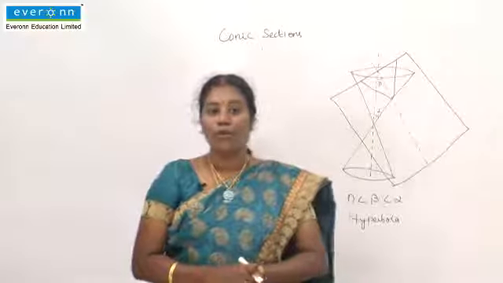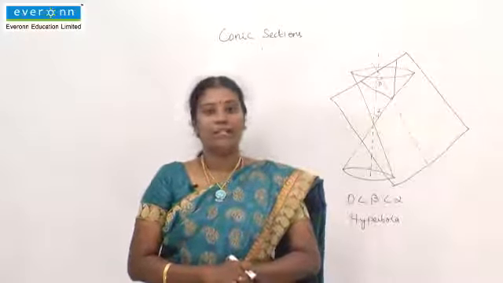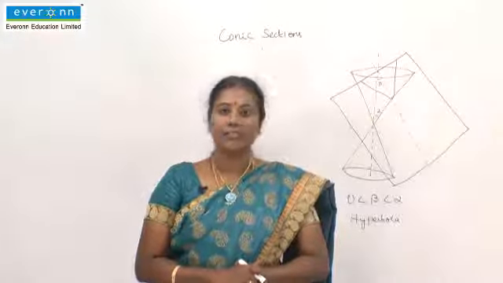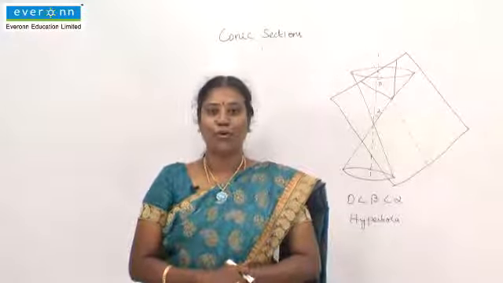These are the 4 conics that are obtained when the plane intersects the cone at different angles. Hope you have understood how different conics are obtained.